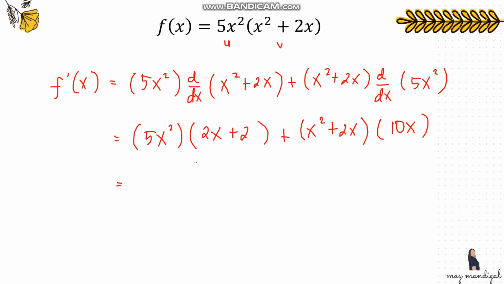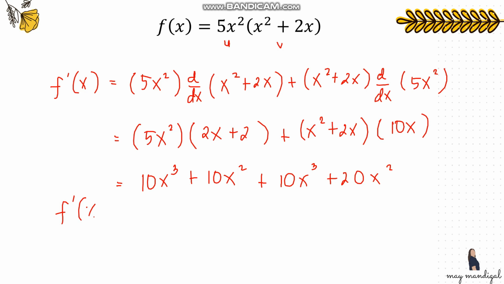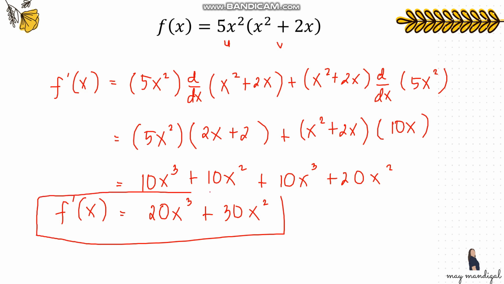After that, let's again multiply. So we have 10x cubed plus 10x squared, plus, multiply also this 2 right here. We have 10x cubed plus 20x squared. And then lastly, all we have to do is just to combine similar terms. So we have 20x cubed plus 30x squared. So there. This is now the derivative of our given function.